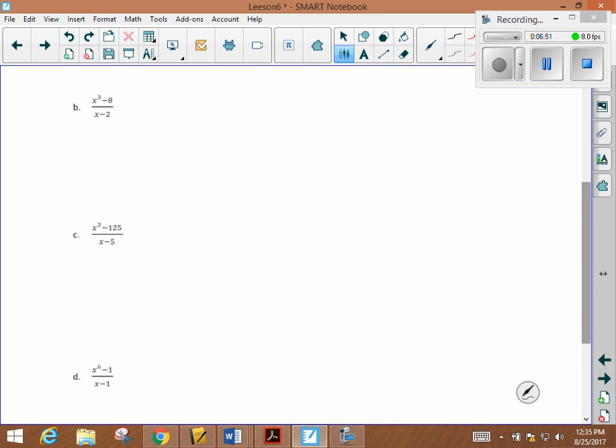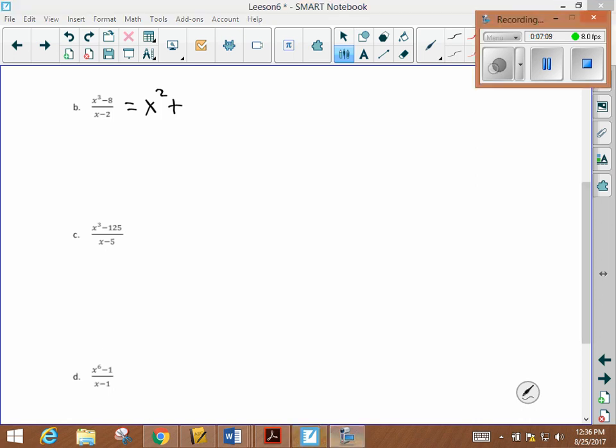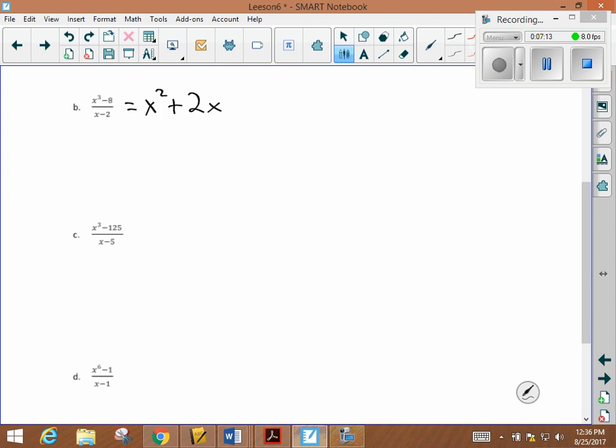So if we're going to follow our same pattern that we found before, it should be the case that this is x squared plus 2x plus 4. What's going on? What's the pattern?